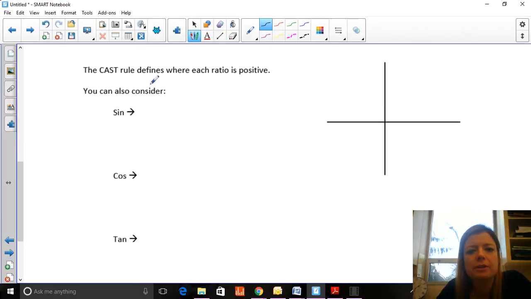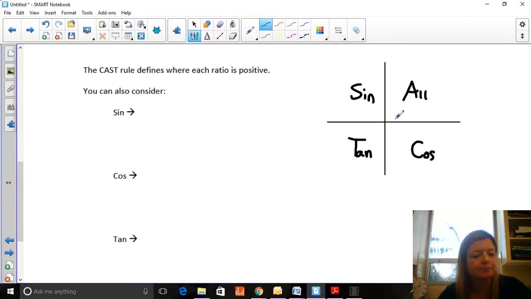So the CAST rule defines in which quadrant each ratio is positive. So we start down here and go C, A, S, T. That means that all ratios are positive in this quadrant. Only sine is positive in this quadrant. Only tan is positive in this quadrant. And only cos is positive in this quadrant.